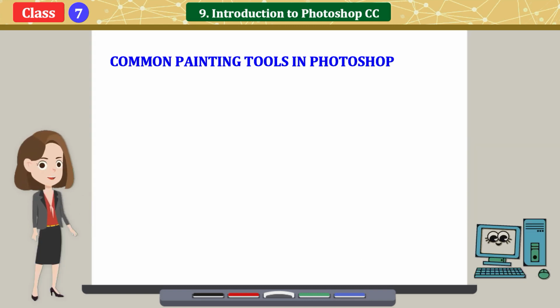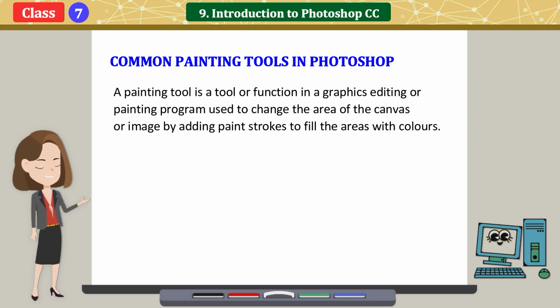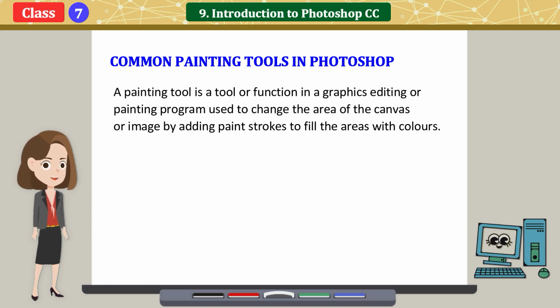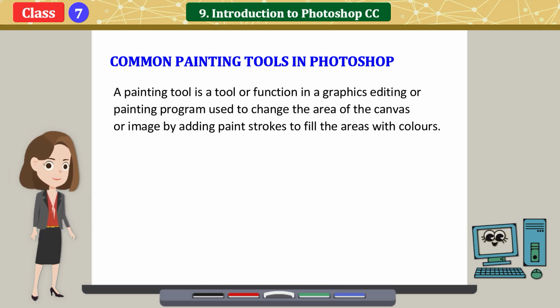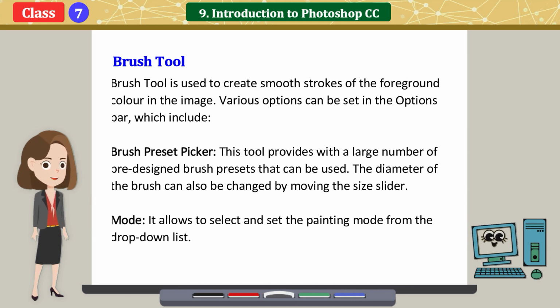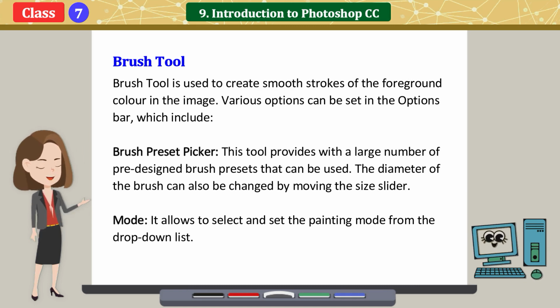More painting tools. In Photoshop, the painting tool is a tool or function in a graphics editing or painting program used to change the area of the canvas or image by adding paint strokes to fill the areas with colors. Brush tool. Brush tool is used to create smooth strokes of the foreground color in the image.